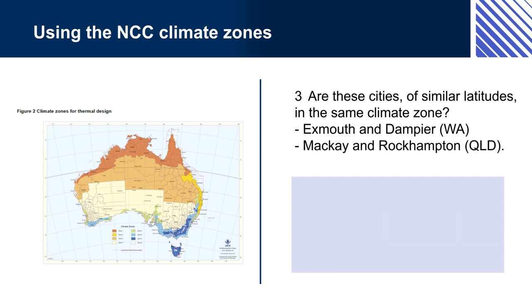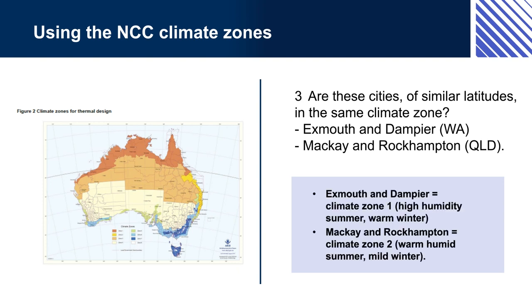Question 3. Exmouth and Dampier in Western Australia and Mackay and Rockhampton in Queensland are of similar latitudes. Are they in the same climate zone? No. Exmouth and Dampier, Climate Zone 1, high humidity summer, warm winter. Mackay and Rockhampton, Climate Zone 2, warm humid summer and mild winter.